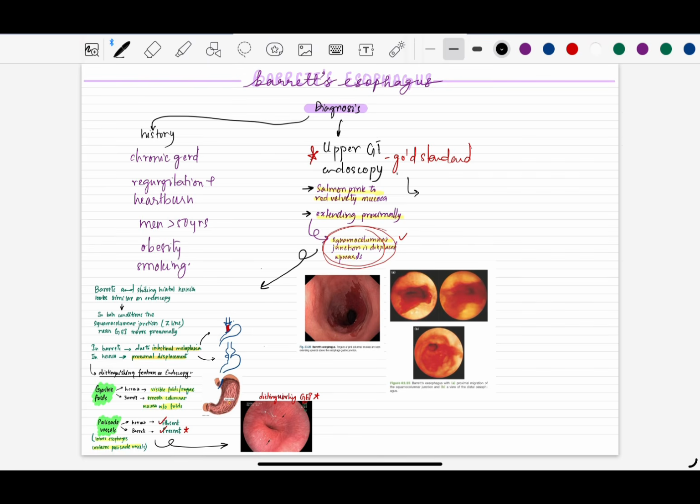After visualizing the mucosa in upper GI endoscopy, we are also going to look for the Barrett's length as per the Prague CNM classification. With upper GI endoscopy, we also tend to take biopsy samples. Biopsy follows a Seattle protocol.